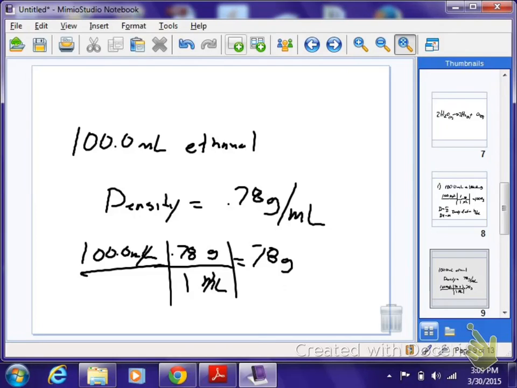But here's a case where it's not. So there might be a time in the future where you have to do a conversion to actually figure out how many grams you have. Okay? Alright, good.